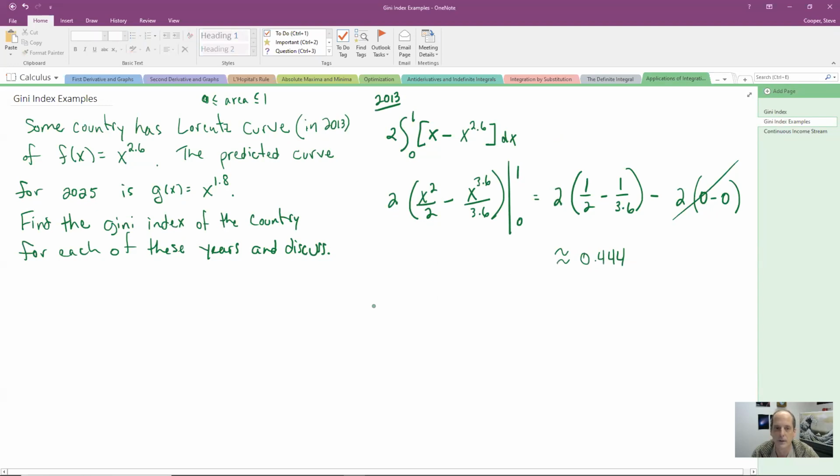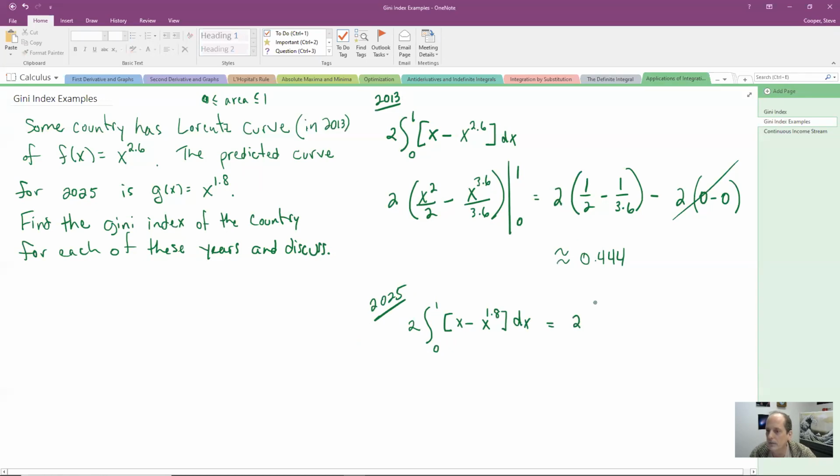So let's see if we're in better shape in 2025. Okay, so they've just been trying to manage some of the components of their economy over the course of this year, and hopefully they've gotten the income to be more equally distributed. Okay, so not a lot's going to change here.